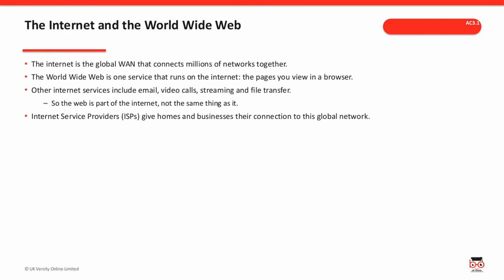But here is a distinction people muddle all the time: the internet versus the web. The internet is the global wide area network that links millions of smaller networks together. The World Wide Web is just one service running on top of it, the pages you view in a browser, and there are plenty of other services too: email, video calls, streaming, and file transfer. So the web is part of the internet, not the same thing as it, and your internet service provider is simply the company giving your home or business its connection to that global network.